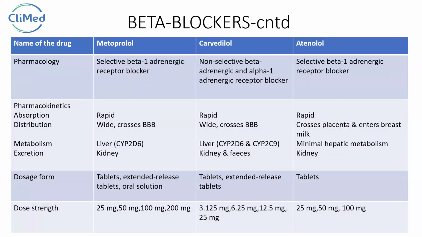It is a non-selective beta adrenergic blocker and alpha 1 adrenergic receptor blocker. Pharmacokinetics include rapid absorption, wide distribution, crosses the blood-brain barrier. It is metabolized in the liver by two enzymes, cytochrome P2D6 and cytochrome P2C9, excreted via kidney and feces. Dosage forms include tablets and extended release tablets. Dose strengths available are 3.125 mg, 6.25 mg, 12.5 mg, and 25 mg.